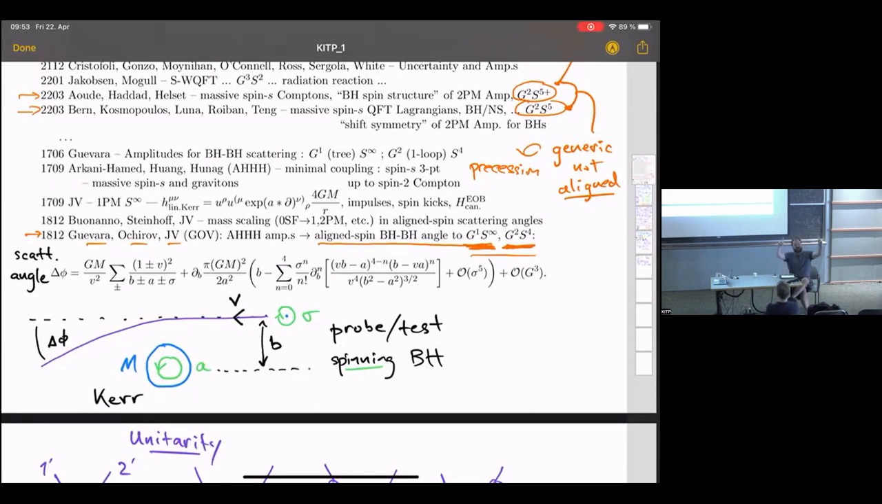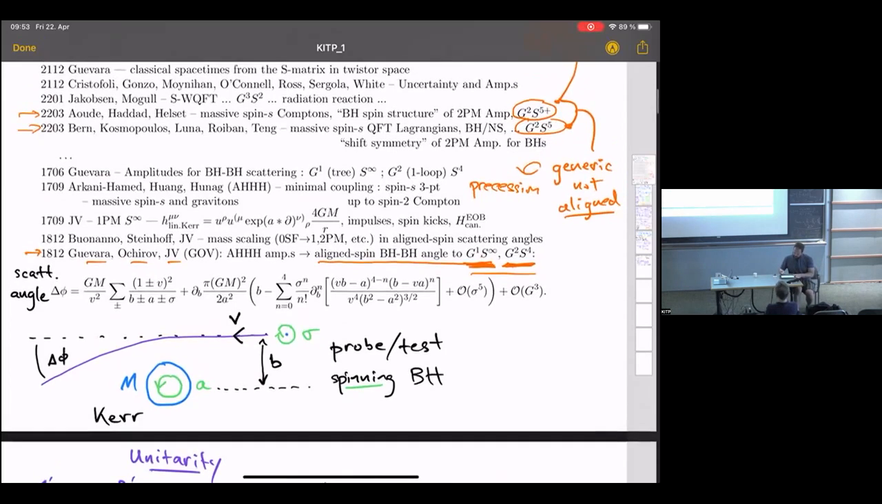When the spins are in the same direction, that direction is orthogonal to the plane of scattering. In a sense, the degrees of freedom there are the same as in the non-spinning case. So it's a very simple problem. The spins just appear as extra parameters.